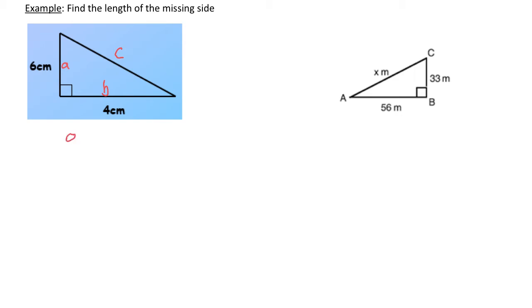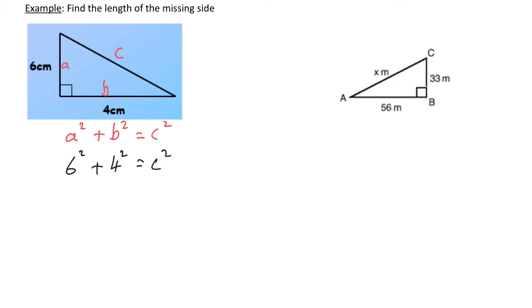Then what we do is we write Pythagoras' theorem, which is A squared plus B squared equals C squared. And we substitute in our values. So A has the value of 6, so we're going to write it as 6 squared, plus B, which is 4, so 4 squared is equal to C squared.